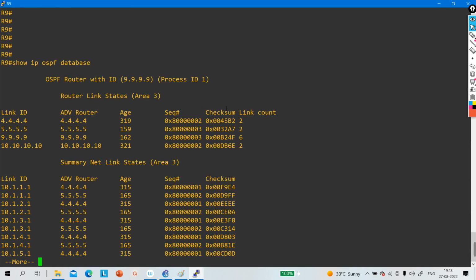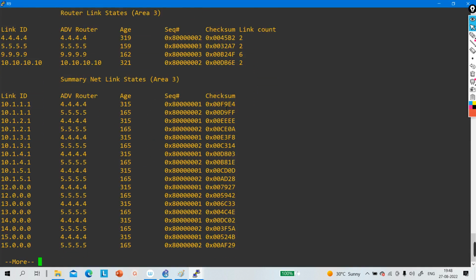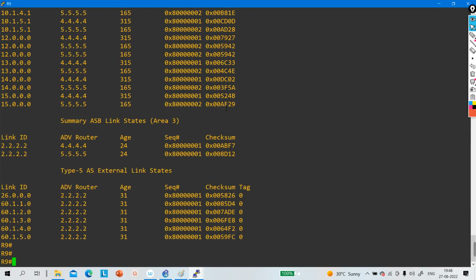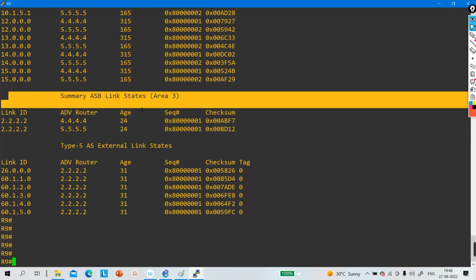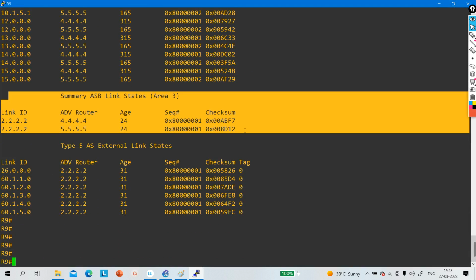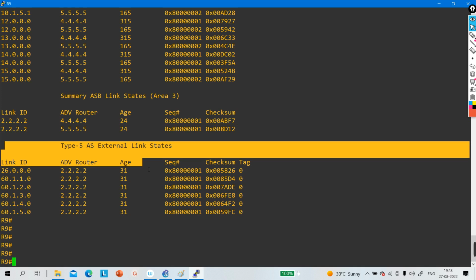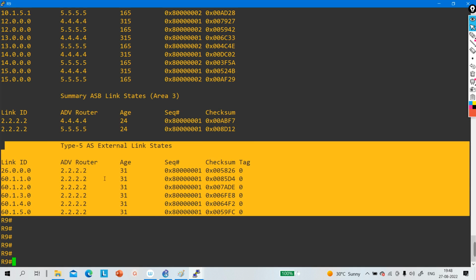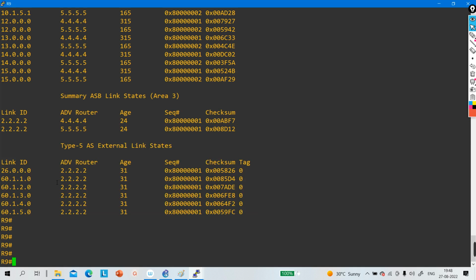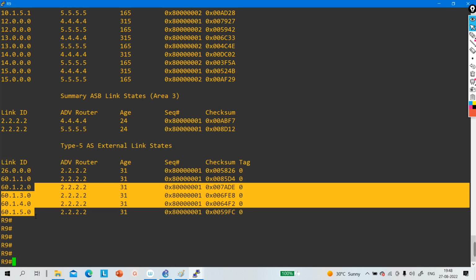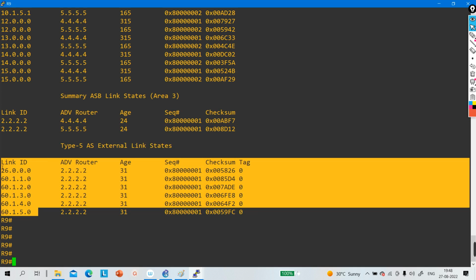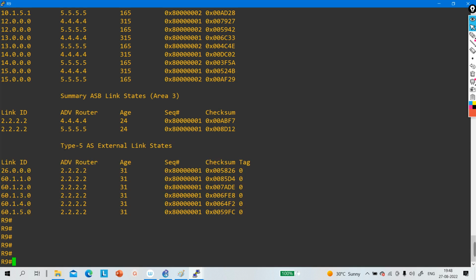So, IP OSPF database. So see, this is LSA 4, which the ABR is generating to share the information of the ASBR. We had discussed this in the LSA lesson. And here you can see this is LSA 5, the external LSA, which 2.2.2.2 is generating to share external prefixes. These are external prefixes, right? So this is LSA 5.